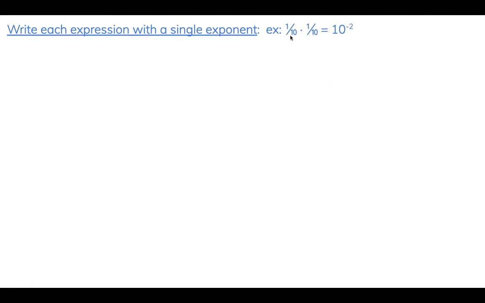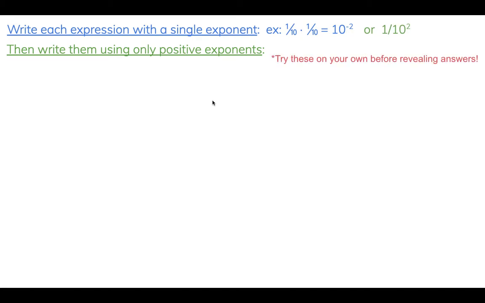So here's our example. If we had 1/10 times 1/10, how would that look? By seeing that we're multiplying two fractions of 1/10, that should tell us that our exponent could be negative. And how many are there? There's 2. And we're dealing with a base of 10, so it's going to be 10 to the negative second. But we want you to have your answers with positive exponents. So here we go. Try these on your own before revealing your answers.